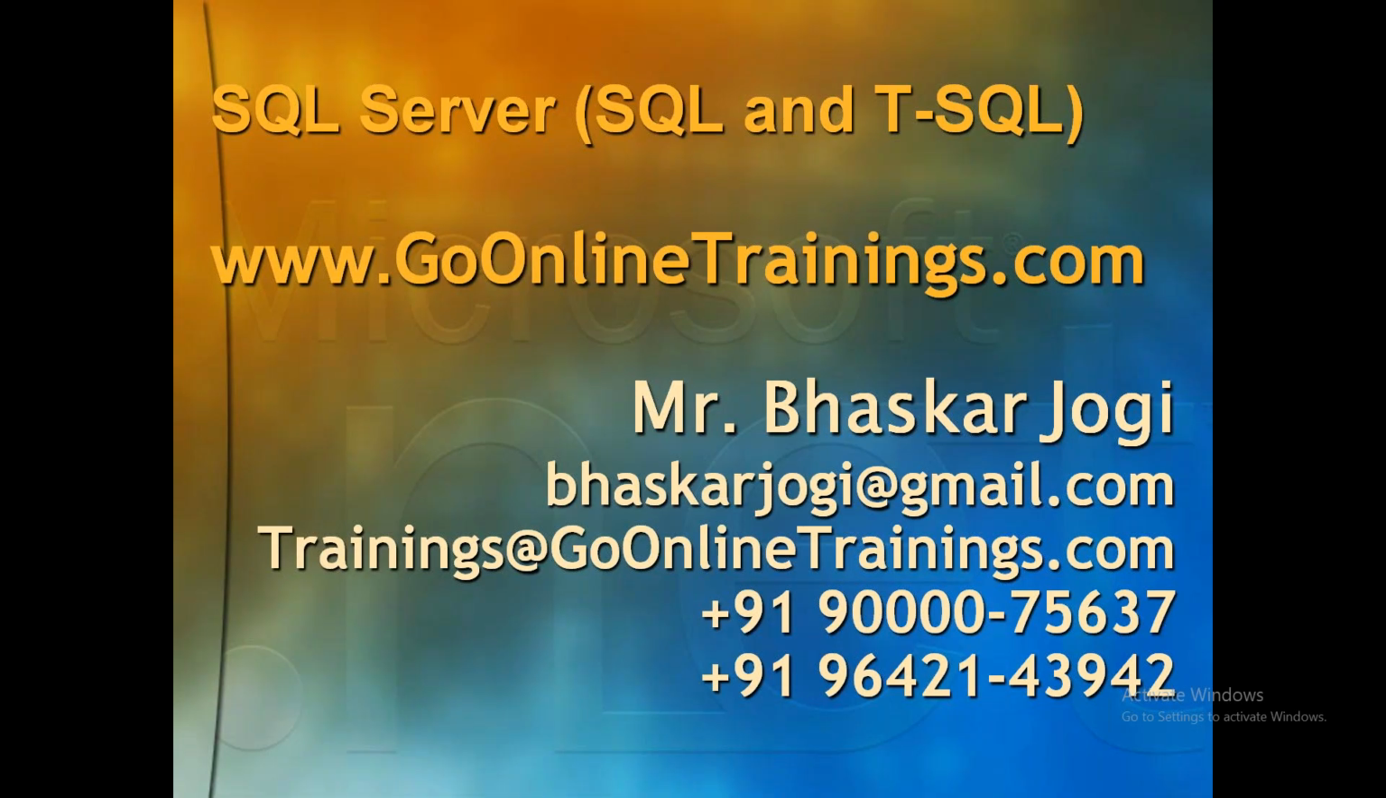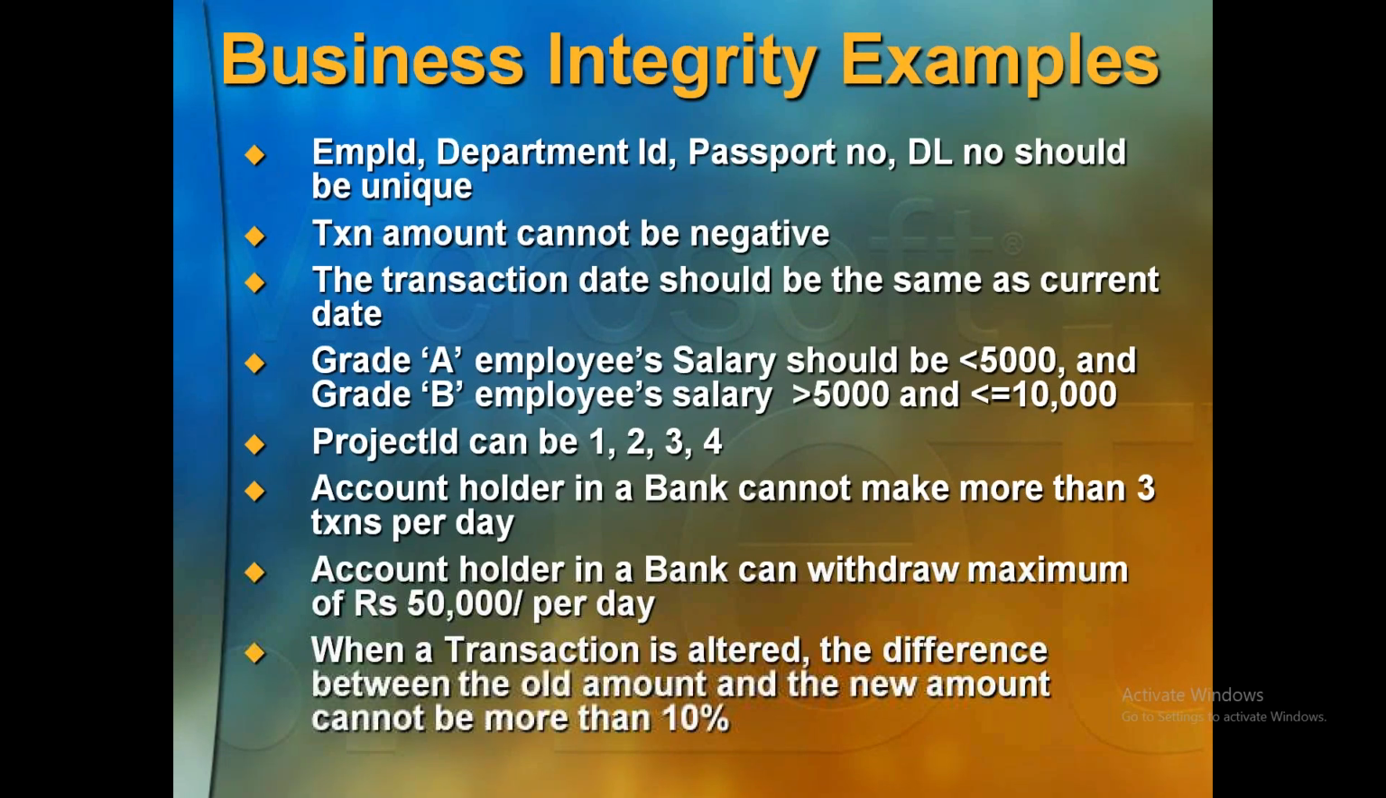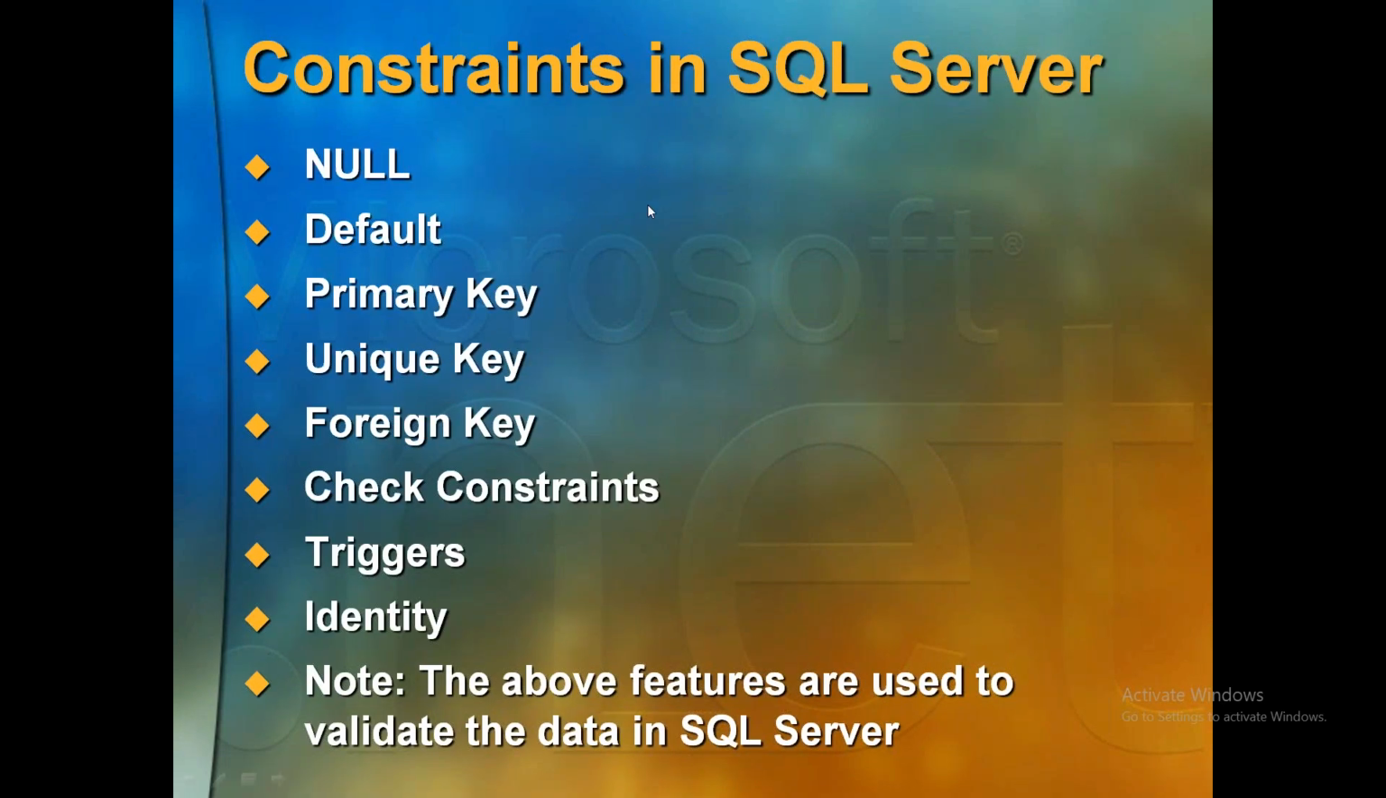We've spoken about a lot of things, right? So what are the things we discussed? We discussed null, default, primary key, unique key, foreign key, check constraints. Triggers we will implement later. Check constraints and triggers, both of them are there to validate the data. Clear? Simple expressions means we can go in for this.